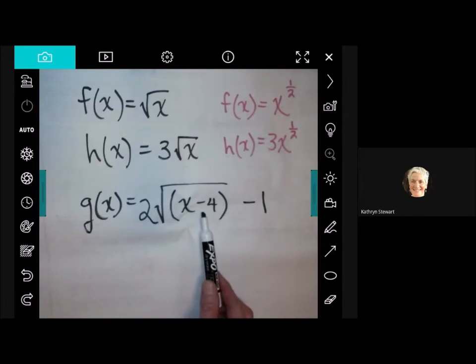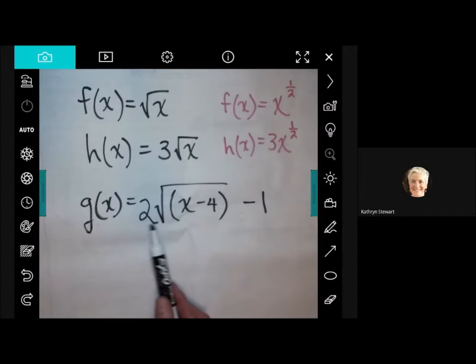So 4 to the right, all the y values are doubled, so the graph is stretched. And then I shifted down 1.